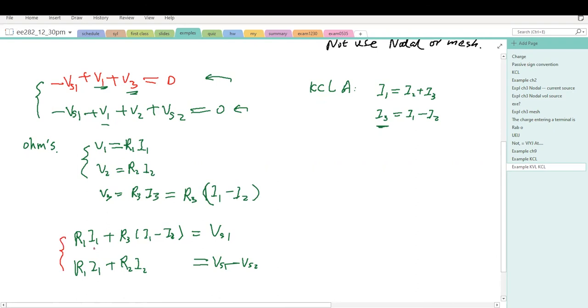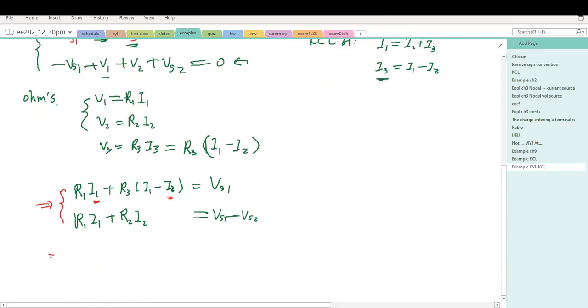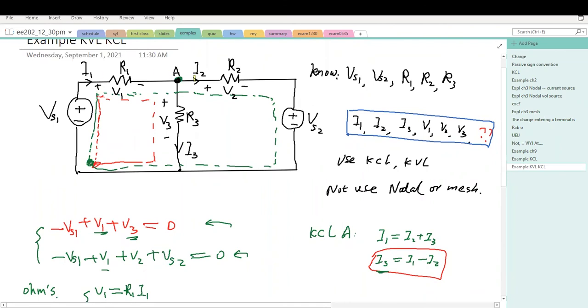How many unknown variables? Two, I1 and I2. So using these two equations, we can solve for I1 and I2, solving these two linear equations. And from there, we can obtain I3 using this relationship here. We can find V1, V2, and V3. So all the variables, all the currents and voltages in this circuit, have been solved.